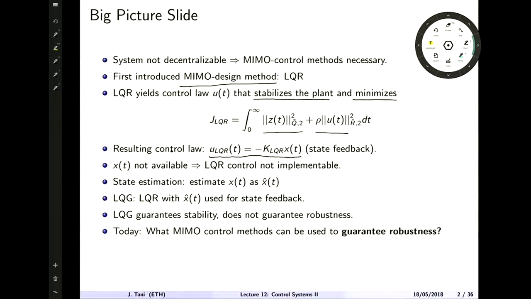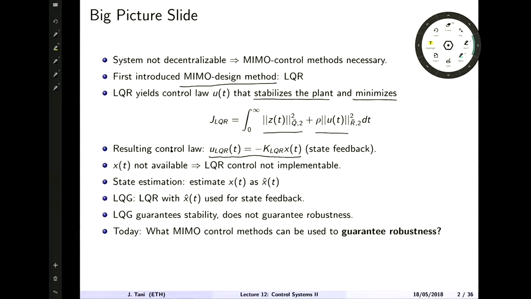As opposed to what we did in Control Systems 1, we don't have a control law which takes y, the measured output, as an input, but we actually use the state information x. What we saw next is that LQR works very well. It's fantastic. We can place the poles as we wish, but we don't have x. So LQR control is actually not implementable.